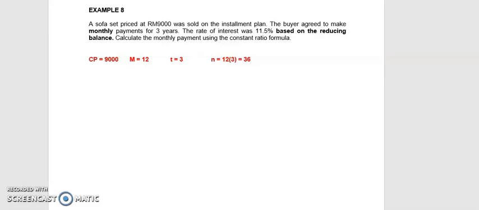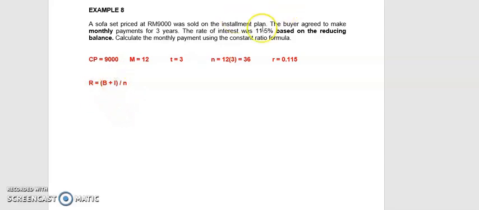The rate of interest was 11.5%. So this is the effective rate, value R, 0.115. Okay, calculate the monthly payment. First, write the formula for monthly payment. So R equals balance plus interest divided by N. Okay, now look at this formula.